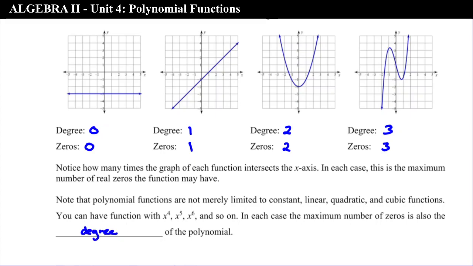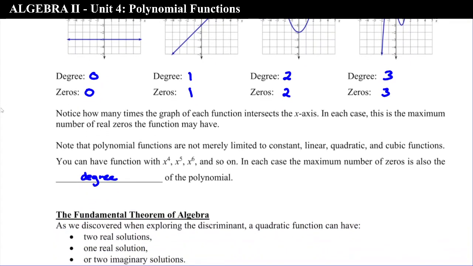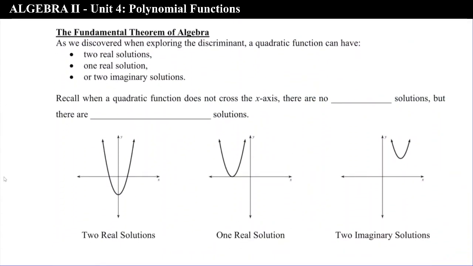Now, can we have fewer than the degree of the polynomial for our solutions or our zeros? Let's take a look at that. Here we're going to talk about the fundamental theorem of algebra. We found that the highest number of solutions we can have is the degree. When we talked about quadratic functions, we found that there could be 2 real solutions, 1 real solution, or 2 imaginary solutions, which you can see graphed here at the bottom.